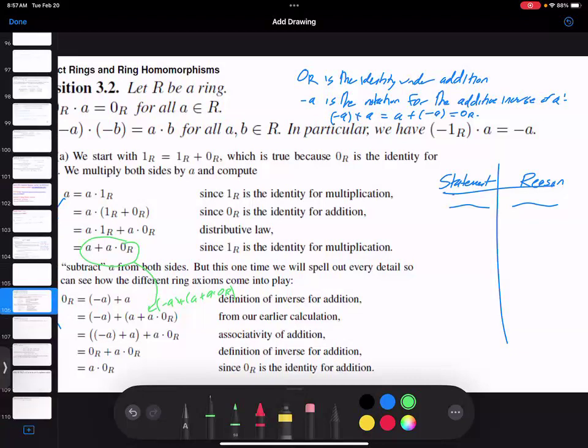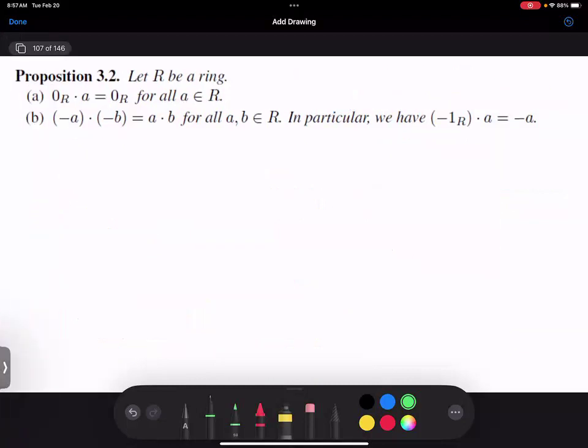All right, so now, because we're going to be flipping, we actually have a little bit more time, because I'll have you watch the video for the theory for next class. So we can actually talk about the proof of part B. Negative A times negative B equals A times B for all A and B. In particular, we have negative 1 times A is negative A. So can you think of a good way to get the in particular part from the first part?